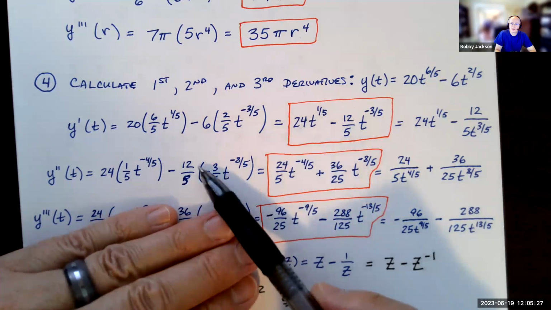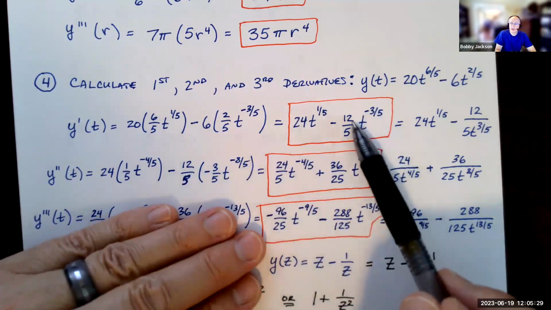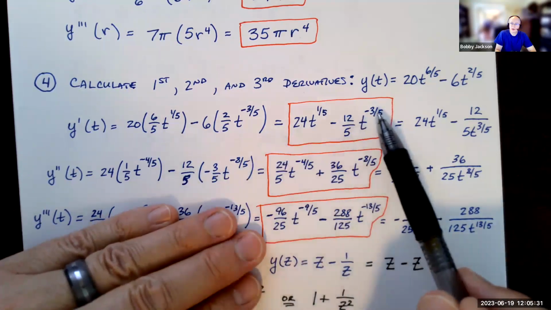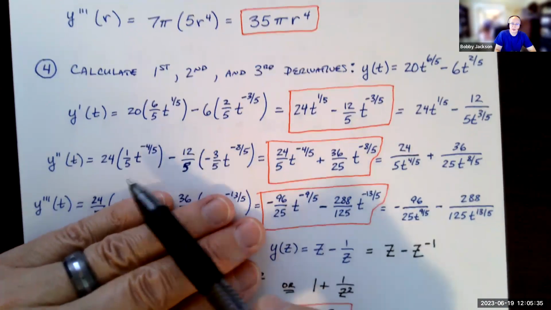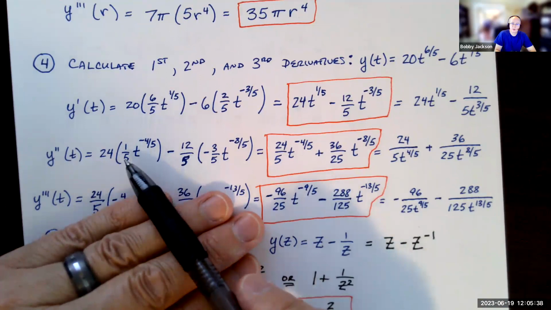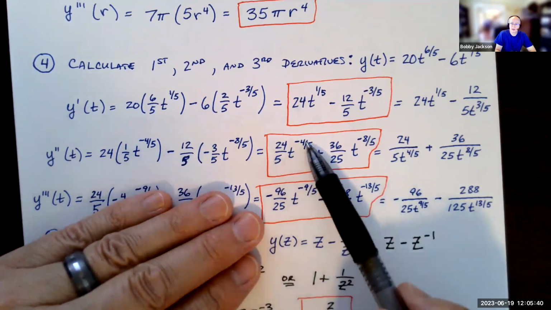Minus 12/5 is a constant multiple. Bring the negative 3/5 down. Subtract 1 from negative 3/5 gives me negative 8/5. Clean this up. 24 times 1/5 is 24/5, t to the negative 4/5.